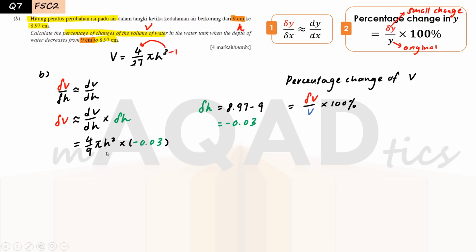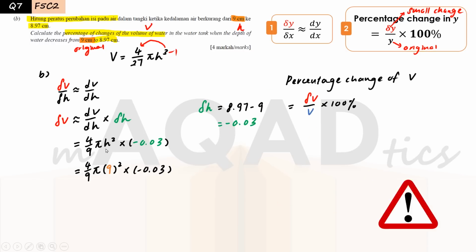And then another thing, here the only thing which is not in value is this h. This h, we are going to substitute its original value, which is highlighted in orange here. This is the original value of h. Right? Because it changes from 9 to this value. So this h, I'm going to substitute with 9.